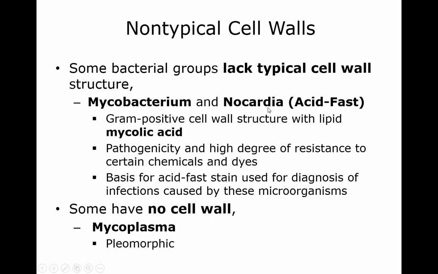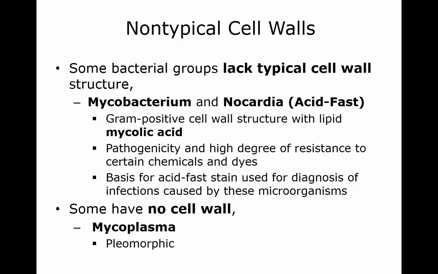They have a cell wall, but their cell wall contains what we call mycolic acid. That's why these two are typically referred to as acid-fast bacteria. And so the mycolic acid component of their cell wall is high in lipid content. And so because it's high in lipid content, these cell walls are resistant to dyes. So if you go to do a gram stain on these two types of bacteria, they will not stain like a normal bacteria would. So because of that, it makes these a little bit harder to identify. It also makes them a little bit harder to treat.